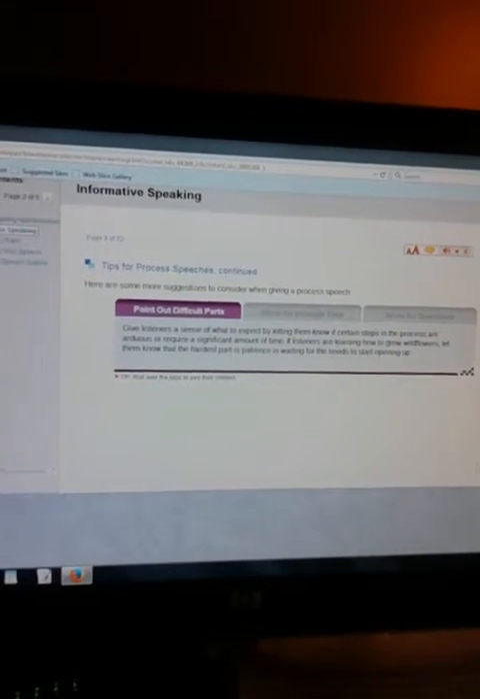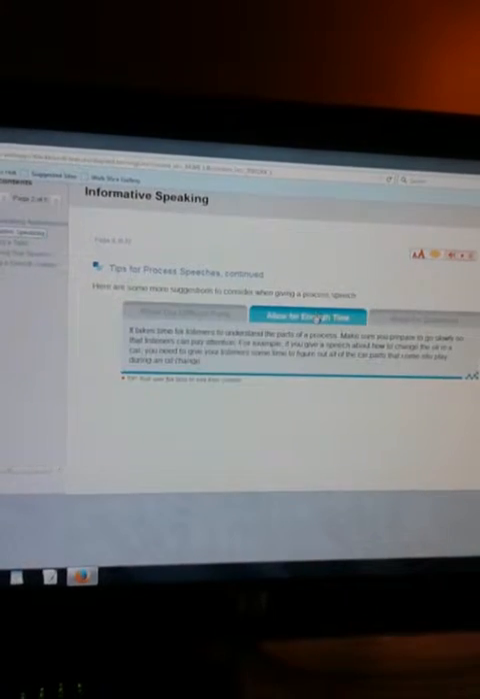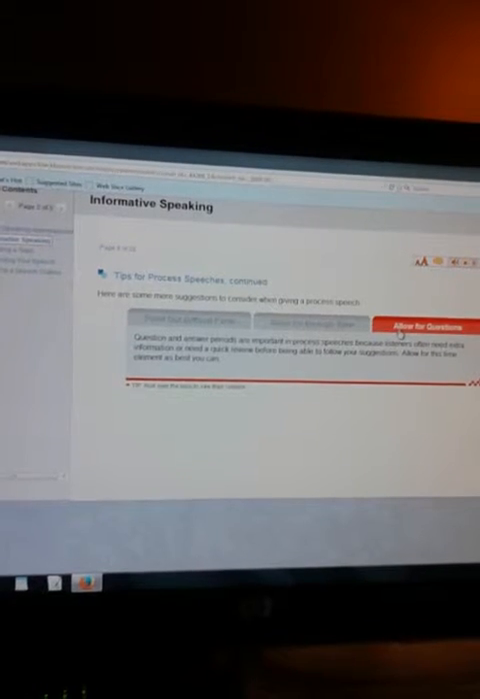Remember to maintain a slow, even pace with your process speech. Taking a pause after each step will help your audience keep up with you. You might even consider stopping to take questions during the speech to make sure everyone understands what you are explaining. A good question to ask is, does everyone grasp what we have done so far?